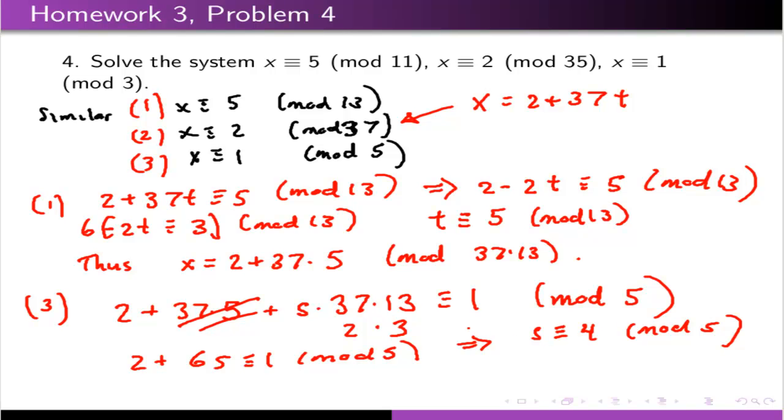And then you plug that back into the equation for x. So x is congruent to 2 plus 37 times 5 plus s, which is 4, times 37 times 13 mod the product. And then you could have multiplied these things out as you went along, but now it's just a matter of multiplying that out.